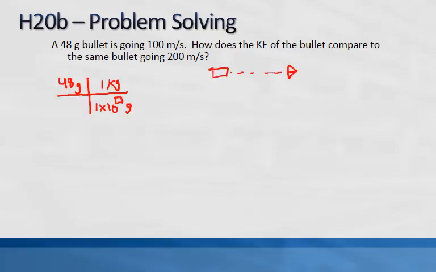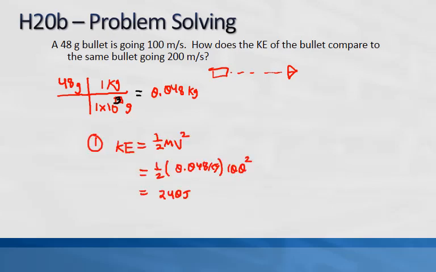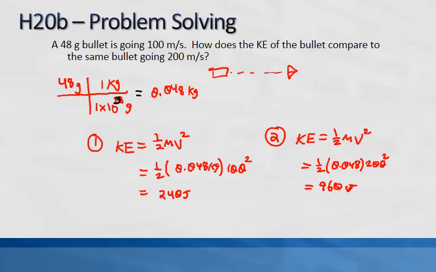All right, so conversion to kilograms, 0.048 kilograms, and so at 100 meters per second, we get 240 joules, and then at 200 meters per second, 960 joules. So 4 times greater, right? And we see that because speed has an exponential effect on kinetic energy, and we can see that with the speed squared there, 1/2 mv squared, and v being speed.